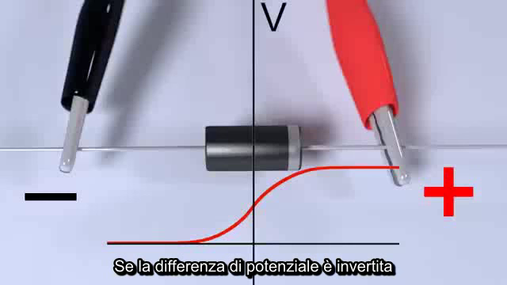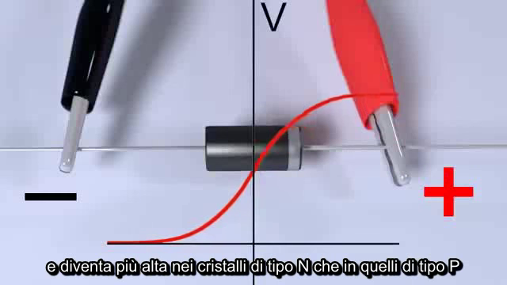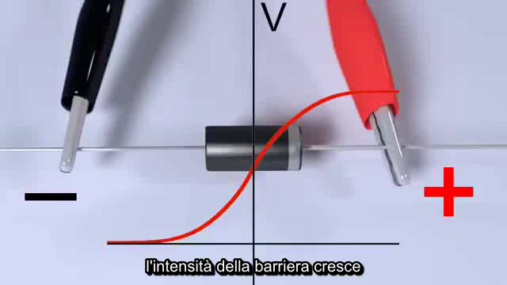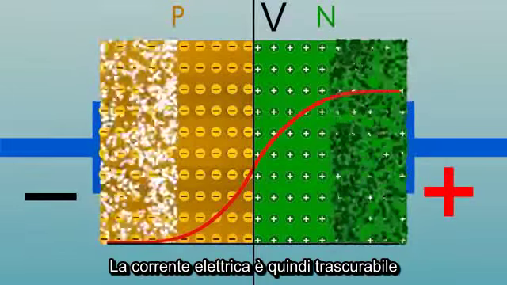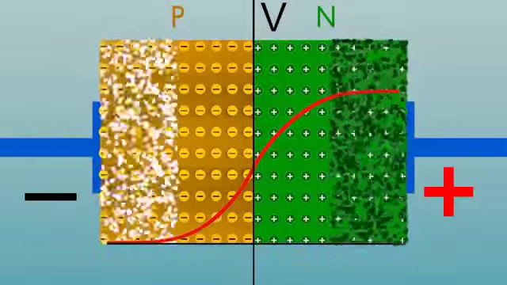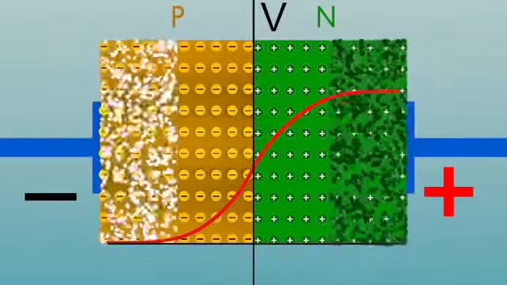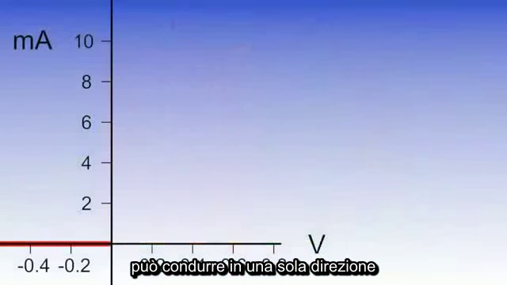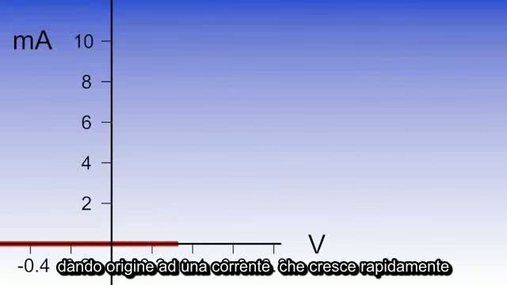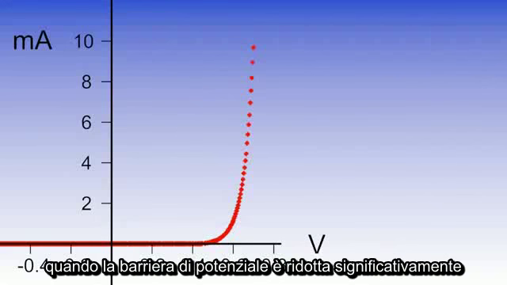If the voltage is reversed and becomes greater in the N than the P region, the barrier height increases, preventing the electron and hole diffusion. The electric current is then negligible. In conclusion, the PN junction can only conduct in a single direction, giving rise to a current which increases very rapidly when the potential barrier is significantly lowered.